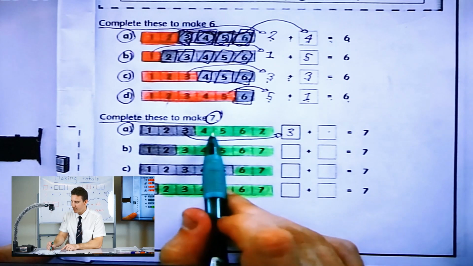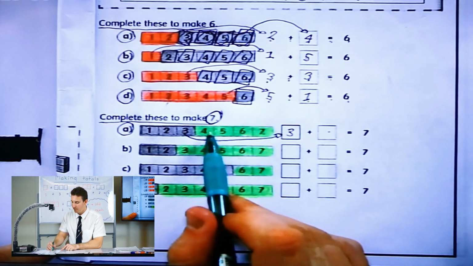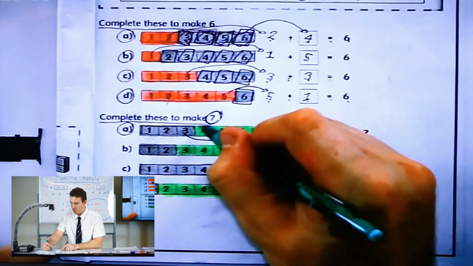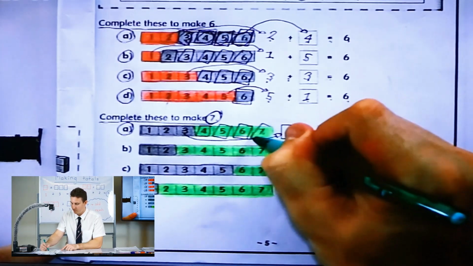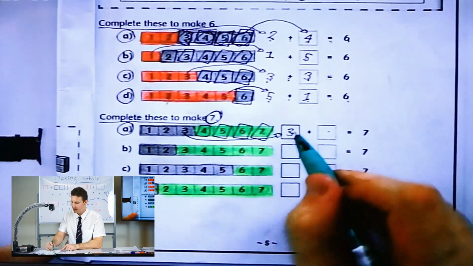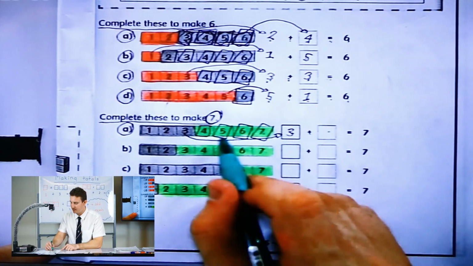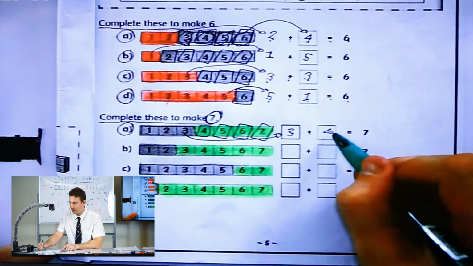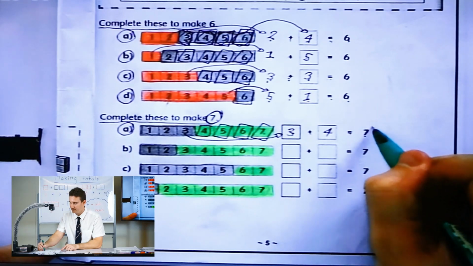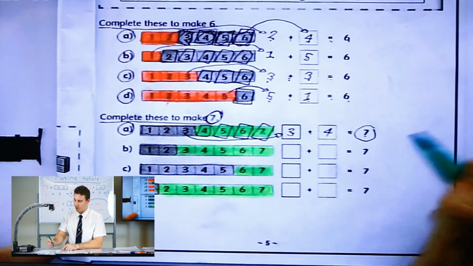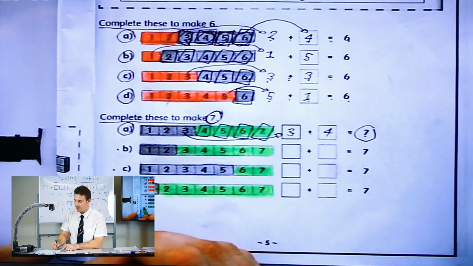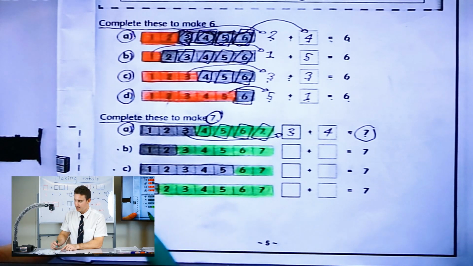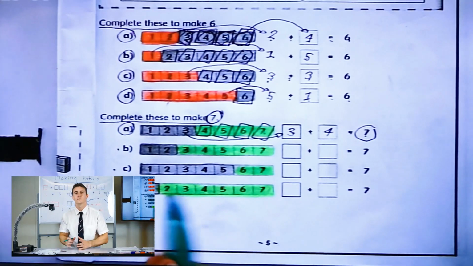And how many are green? Let's count. 1, 2, 3, 4. So we have 3 gray plus 4 green equals 7. Okay, now please can you do B, C, and D by yourself?